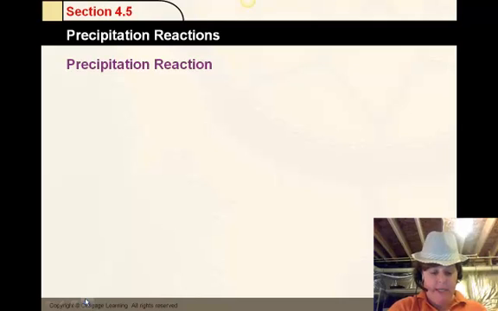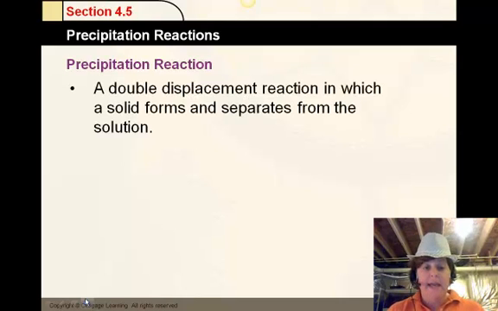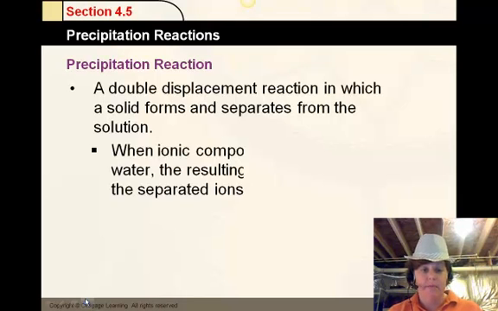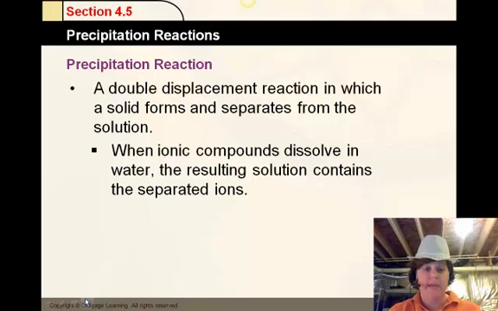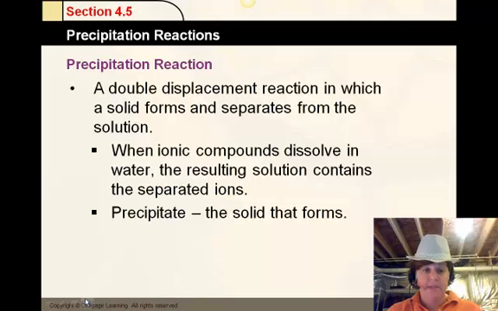What is a precipitation reaction? Well, it's a double replacement reaction where a solid forms that's separate from the solution. Remember, ionic compounds, when they dissolve, the ions can come apart, and then those separated ions will come together again to form a solid. The precipitate is the name of the solid that forms.